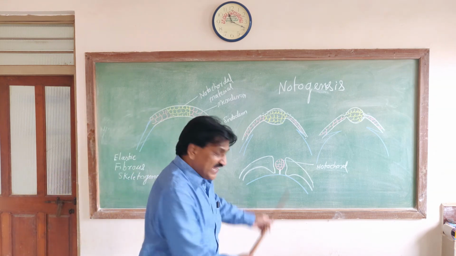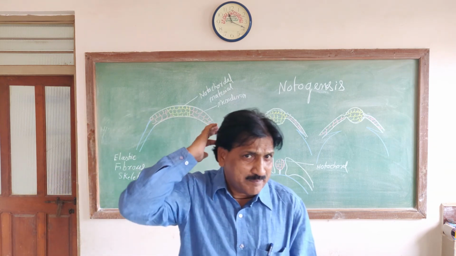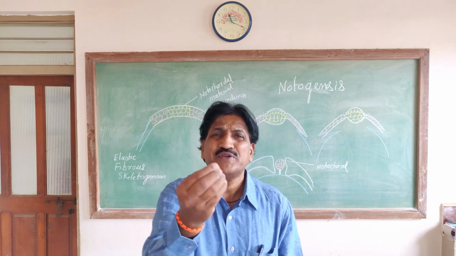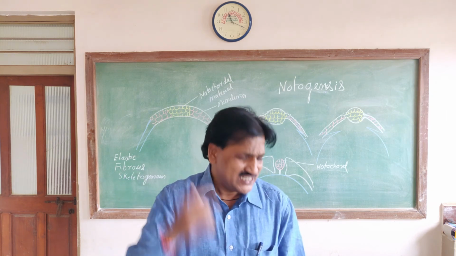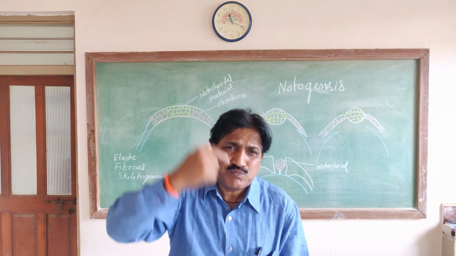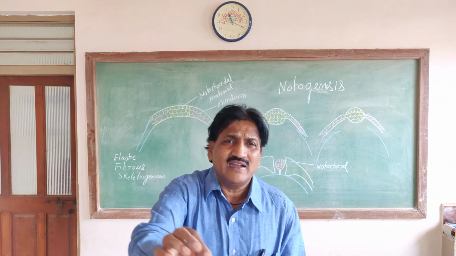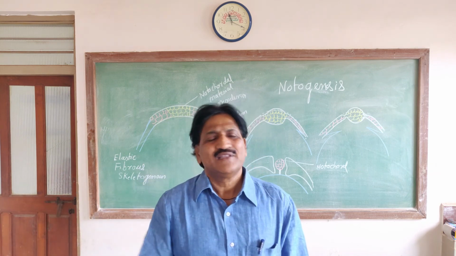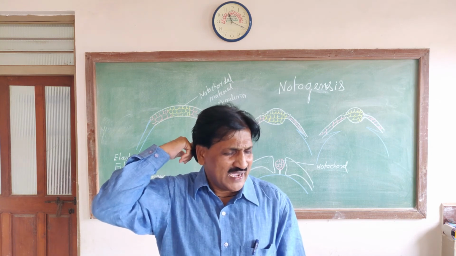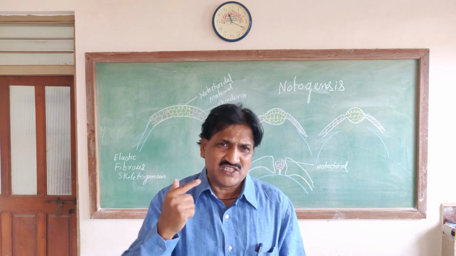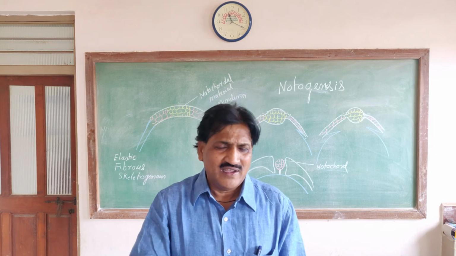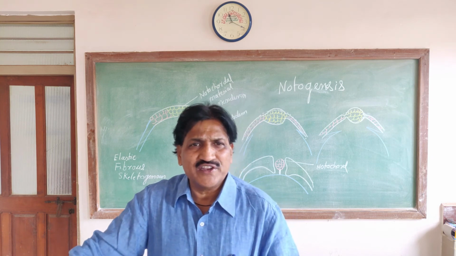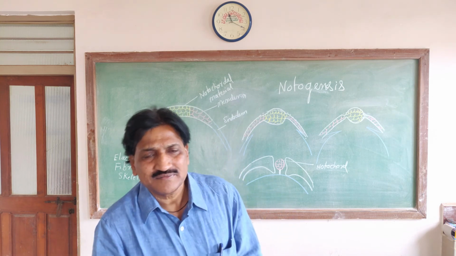And this notochord extends from where? From the base of the skull, that is, from the pituitary body. It starts from the anterior side at the base of the skull or pituitary body and gradually extends up to the tail region.